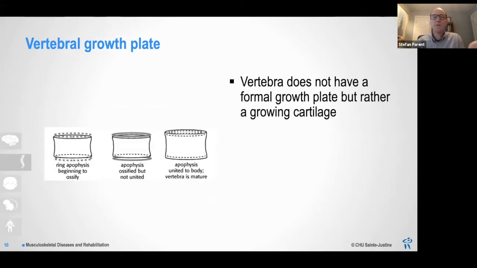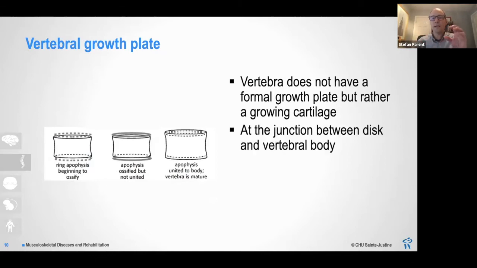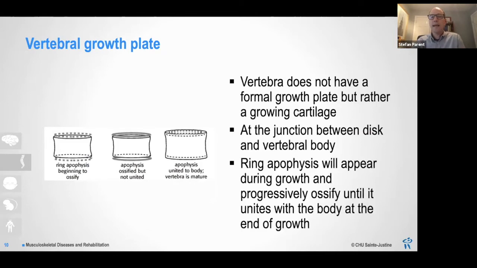What happens in the vertebral growth plate? Well, there's no formal growth plate in the vertebra, but there's a growing cartilage. It's really at the junction between the disc and the vertebral body. So it's wedged in between the vertebral body and the disc, and a ring apophysis will appear during growth that will progressively ossify until the end of growth.